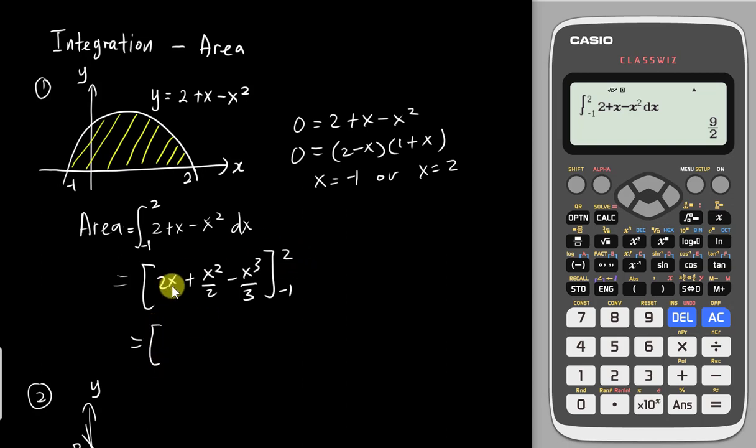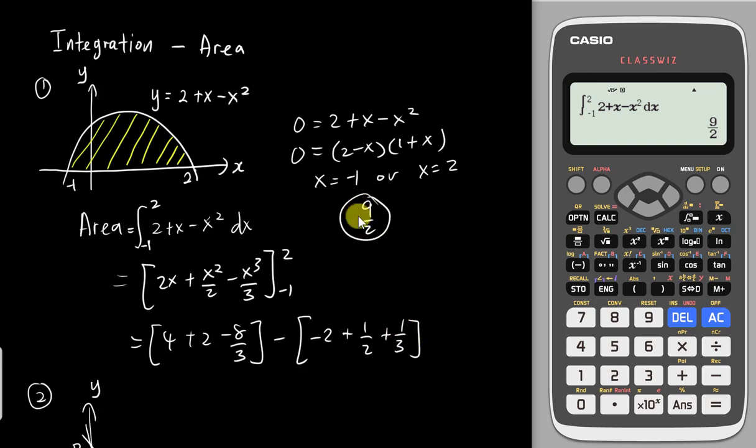So if I insert 2 here, 2 times 2 is 4. This one is 4/2, which is 2. This one is -8/3. And then if I minus, I insert the -1 into here, I get -2, minus -1 squared will be positive 1, so it will be 1/2. And then this one I insert, I will get plus 1/3. Just now we got the answer 9/2, right? So I leave the answer here first, and then we check it later.